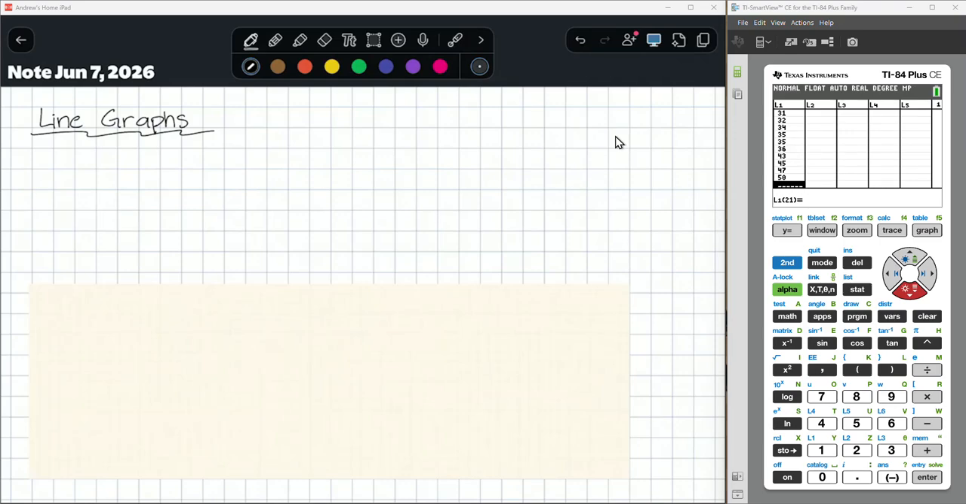For this video, we're going to discuss another type of graph called a line graph. A line graph, unlike a stem plot, has two axes. This is going to look like the typical graph that you may have seen in algebra or math 1. So we have an x-axis and we have a y-axis. We're going to plot pairs of points, x comma y, and then we're going to connect those points with straight lines.